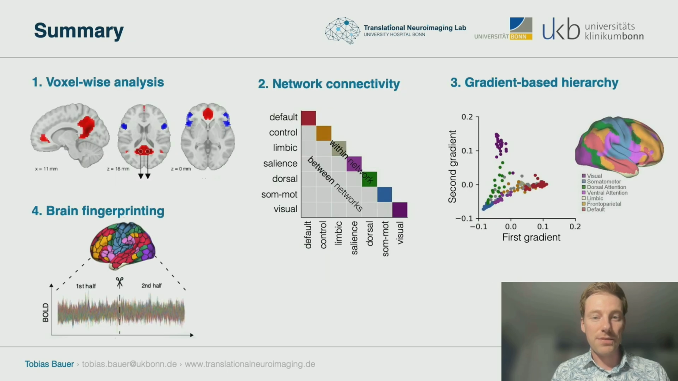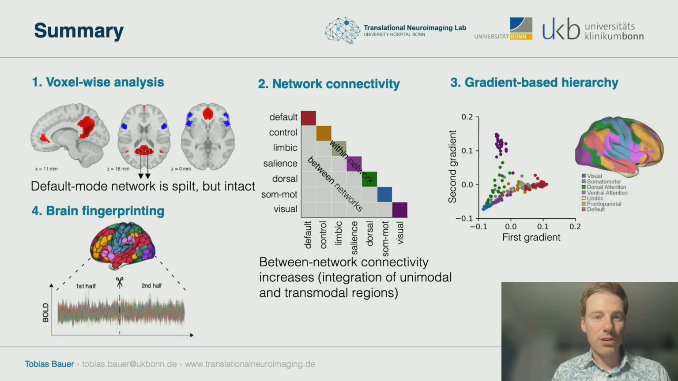Basically, those were the 4 steps of analysis that we did with our cohort so far. And I hope I could provide some insights into how isolated and connected hemispheres of the brain are organized after hemispherotomy. And to sum this up, on the voxel-wise analysis, we found that the default mode network is per se intact, but it's split between both hemispheres. In terms of network connectivity, we observed that between network connectivity increases after hemispherotomy.